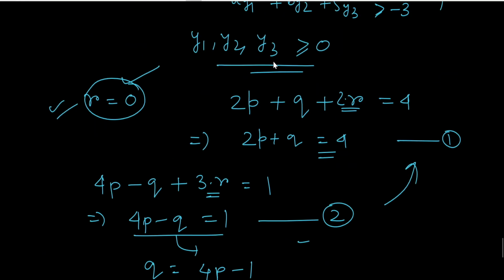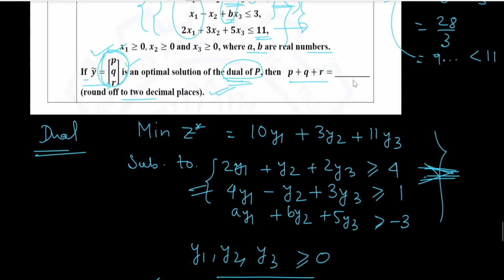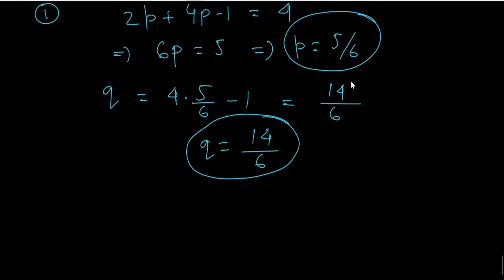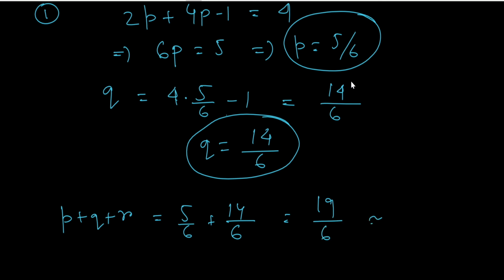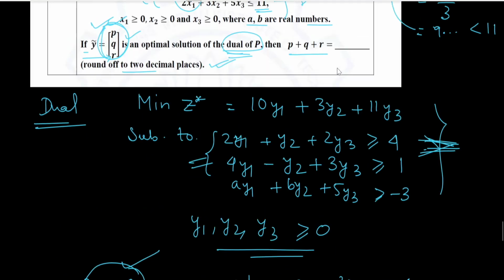And the value of R we get is 0. The question asks for the value of P plus Q plus R, so simply addition. P plus Q plus R equals 5 by 6 plus 14 by 6, which is equal to 19 by 6, which is nearly equal to 3.16. So up to 2 decimal places, this is the correct answer.